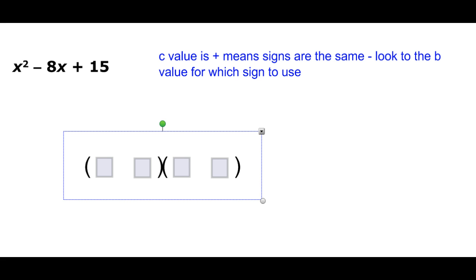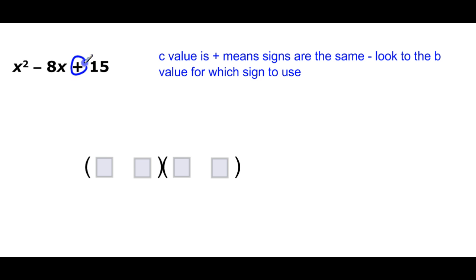All right? Now, the C value in the middle, the C value with it plus, we already said that means that the signs are going to be the same. Okay, so far we've used plus signs for all of those, but in this case, they're both going to be minus signs. So I will set up my template like that.